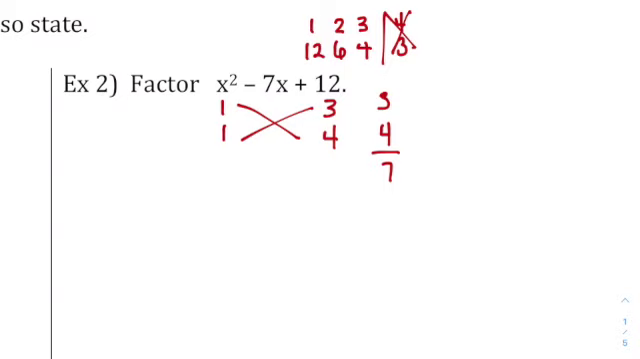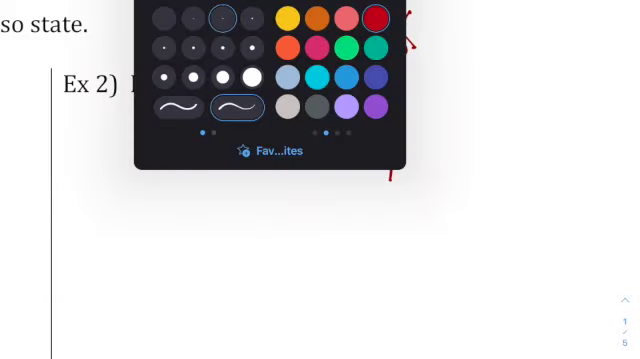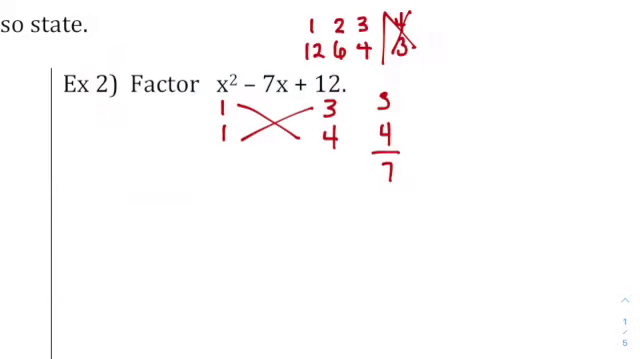So now, here's how we're going to manipulate the signs. I can actually change my signs, because if I change this to become -3 and -4, the second number is going to have to change, because 1 times -3 becomes -3.